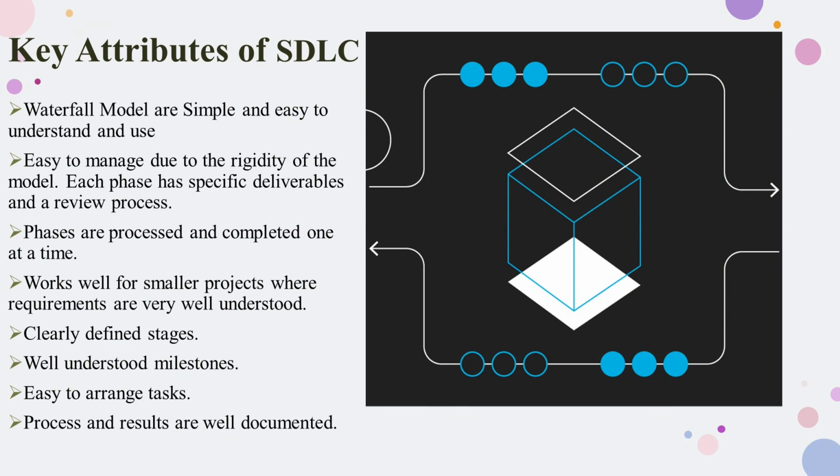Key attributes of the software development lifecycle. It is easy to manage due to the rigidity of the model. Each phase has specific deliverables and a review process. It works well for smaller projects where requirements are very well understood. The tools and techniques used are stable and are not dynamic.